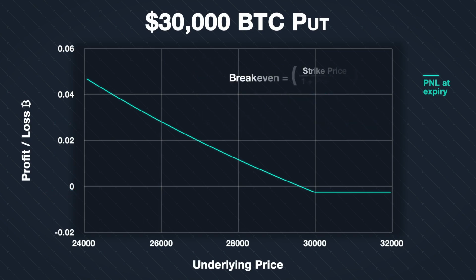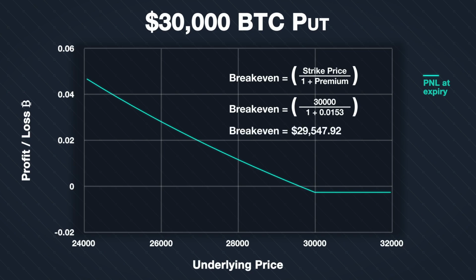In lecture 6.3, we gave the formula for the break-even point of a cryptocurrency put option as the strike price divided by 1 plus the premium. As with the profit calculations, instead of using just the premium paid, we will use the total cost including fees, which is 0.0153 Bitcoin per contract. The break-even point is then calculated as 30,000 divided by 1 plus 0.0153, which gives us a break-even point of $29,547.92. This is the point at which the profit or loss line crosses the x-axis.